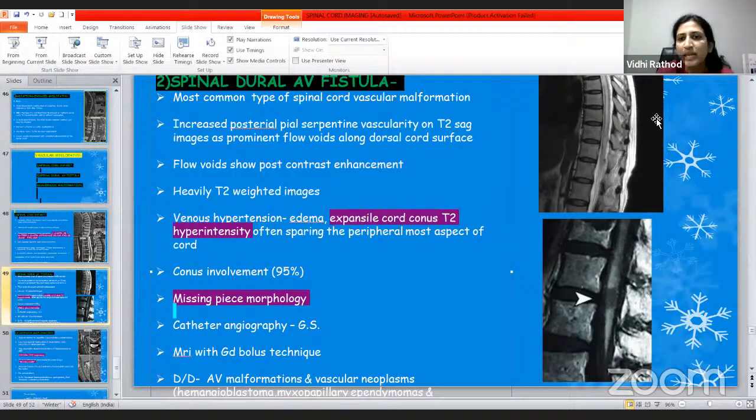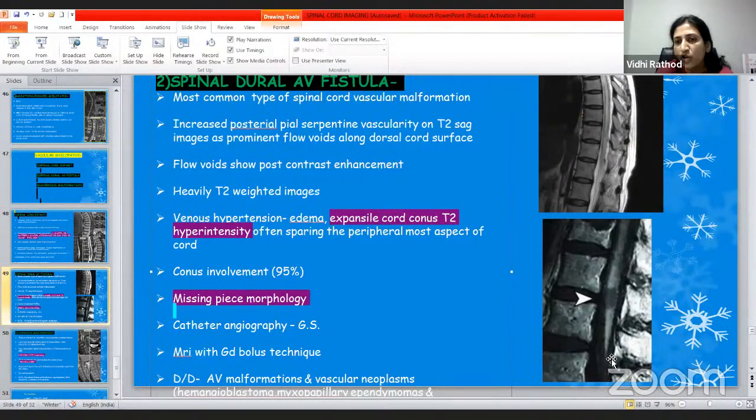It is the most common type of spinal cord vascular malformation. In spinal dural AV fistula, we see on the posterior pial surface increased serpentine vascularity, which is seen as prominent flow voids along the dorsal cord surface, and these flow voids show post-contrast enhancement, characteristically seen on heavily T2 weighted images. Now, this fistula also leads to venous hypertension, which causes expansile cord T2 hyperintensity.